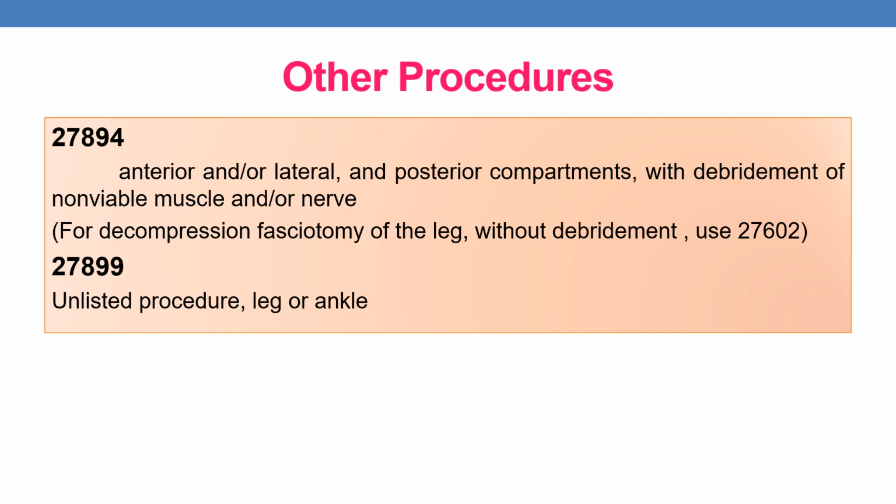And finally coming to unlisted procedure, 27899. It deals with unlisted procedure, leg or ankle. By this we complete leg and ankle joint.